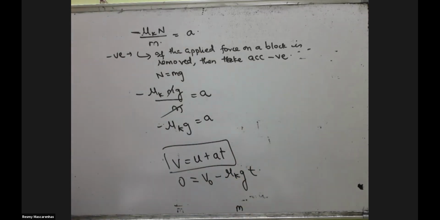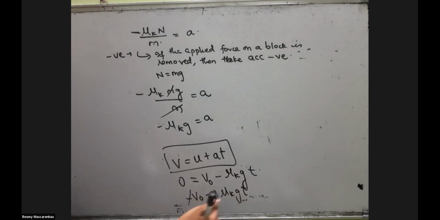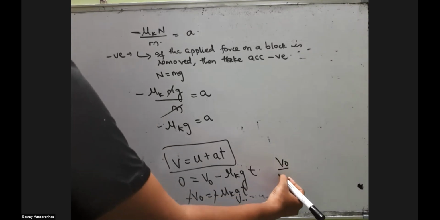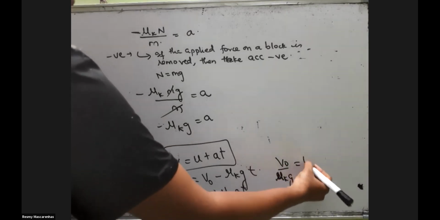So for time, V naught you bring this side, minus and minus will cancel. Now only time I want to calculate, so keep t here. This is multiplication, so everything will come down. So your final answer is mu k into g. This is your time.